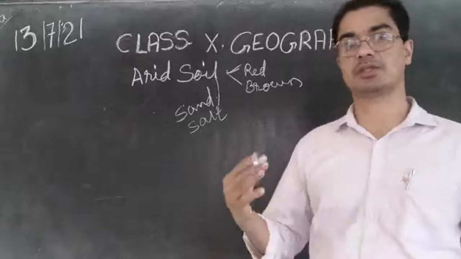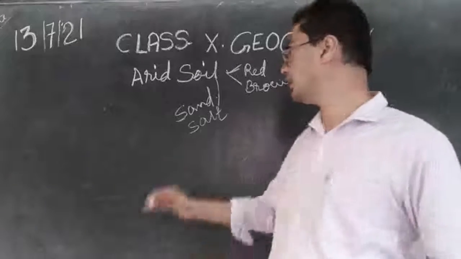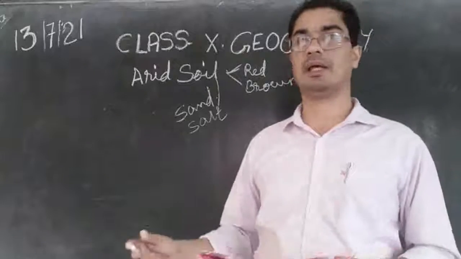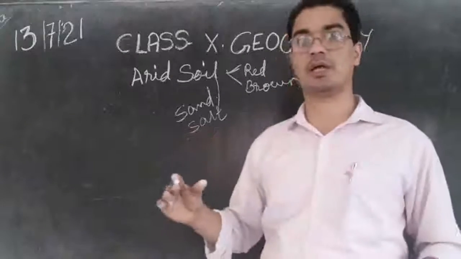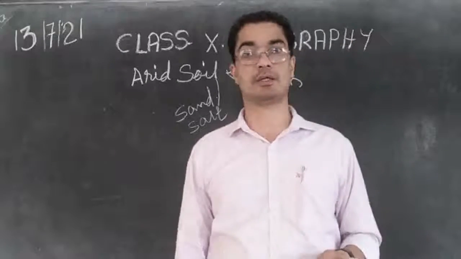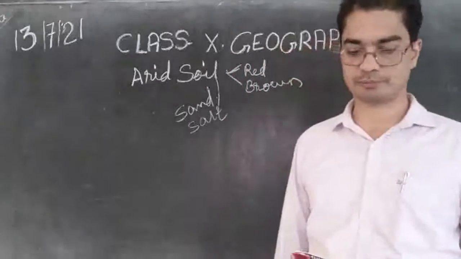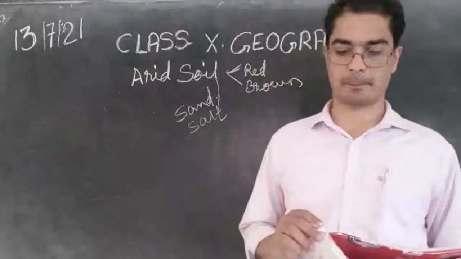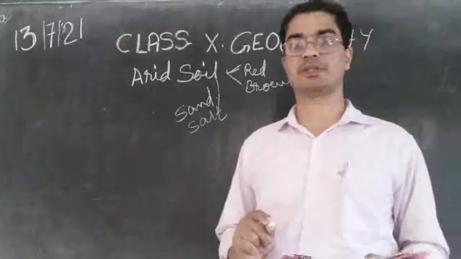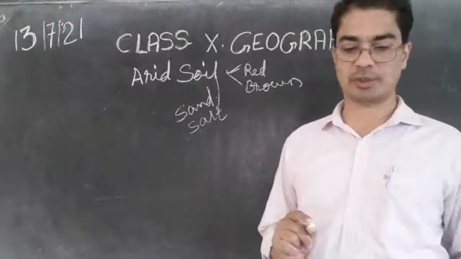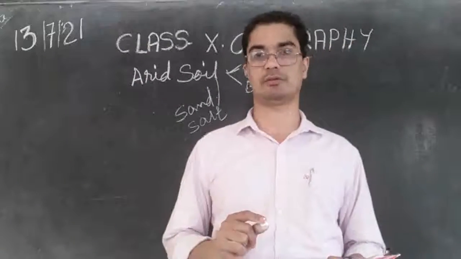So just as sea water contains salt, this arid soil also contains salt. So all the lakes in this place will have salty water. If they evaporate that water, they can get a lot of salt. And due to dry climate and high temperature, evaporation is faster and the soil lacks humus and moisture.